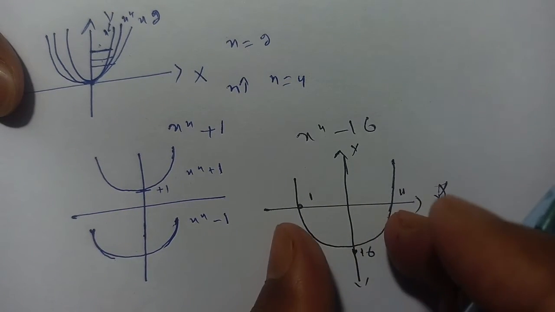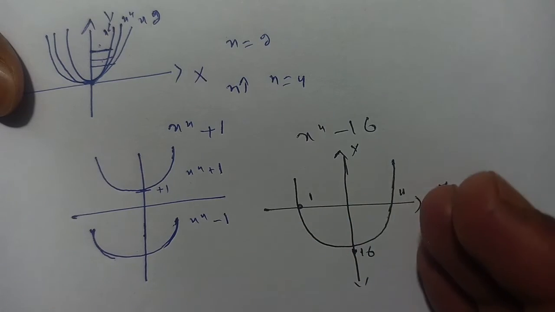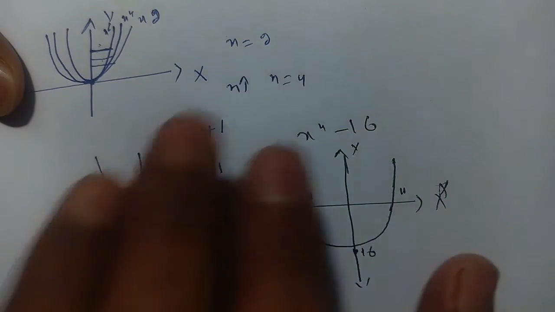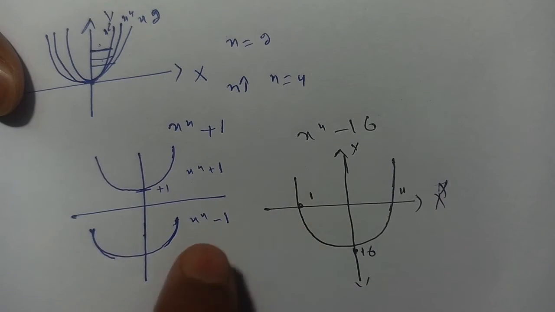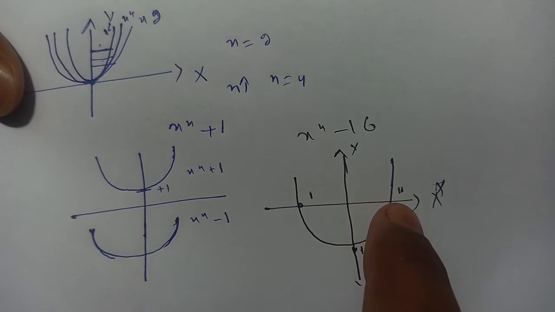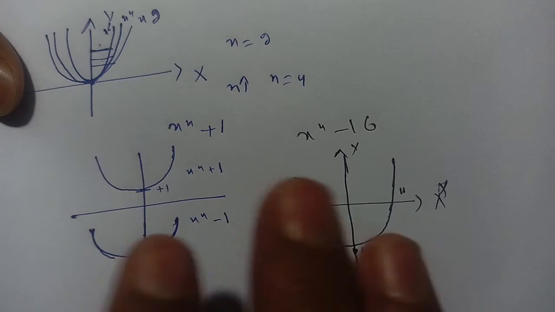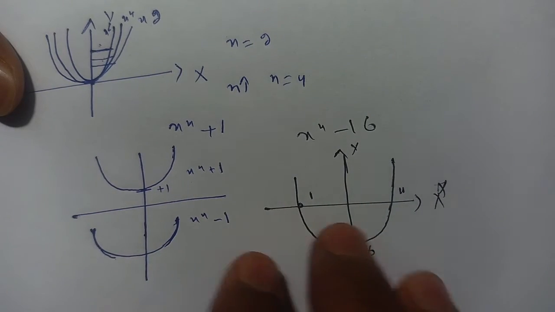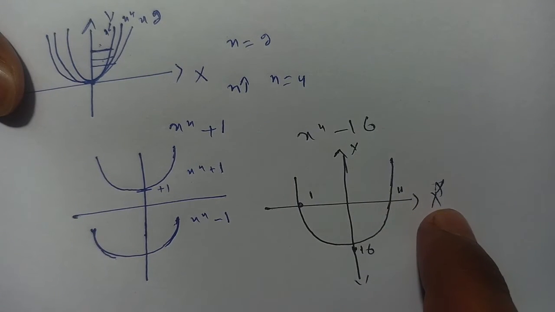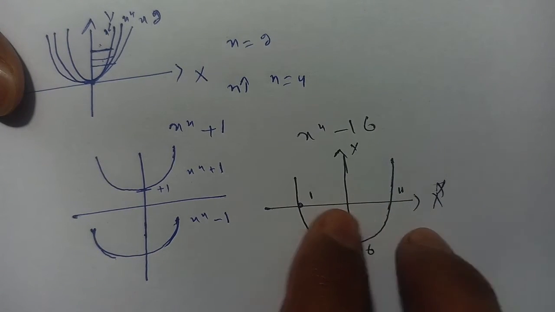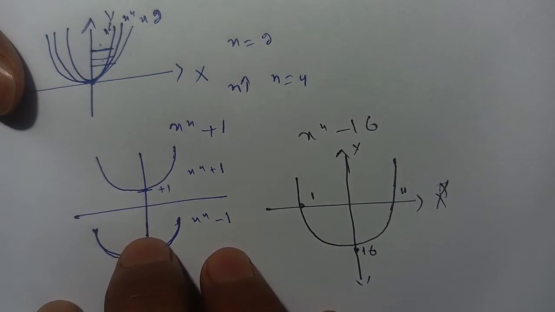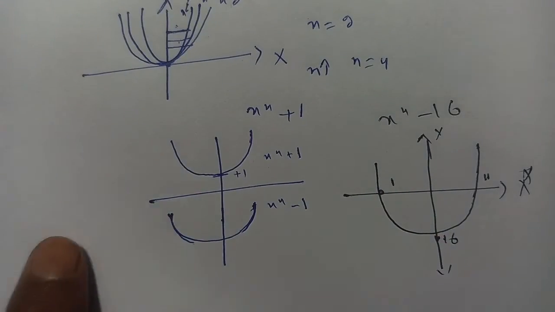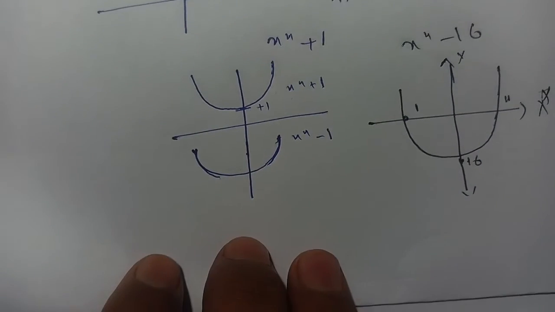We can say that its curve has at least 2 roots. At least 2 roots, means that it may have 3 roots or 4 roots. Now here is the first root and here is the second root, and other roots may occur. These 2 roots are real roots, means that they cut the x-axis and they are real. Now let us solve this equation and see how many roots it has.